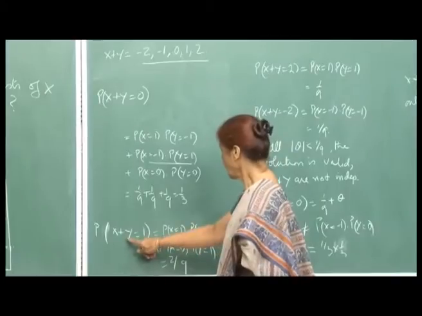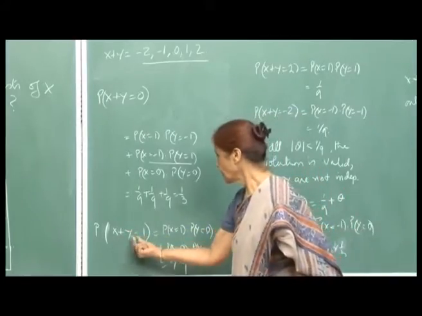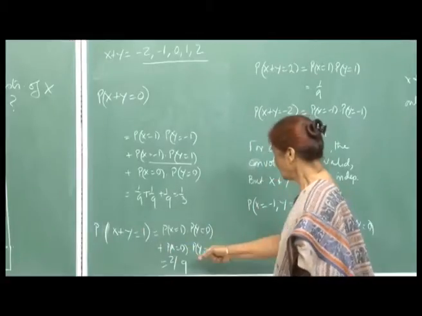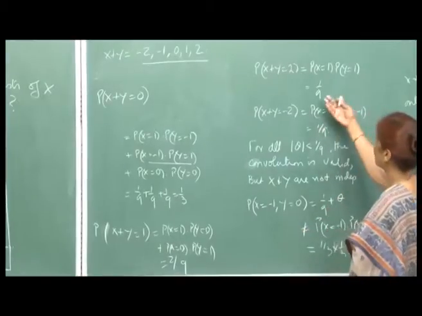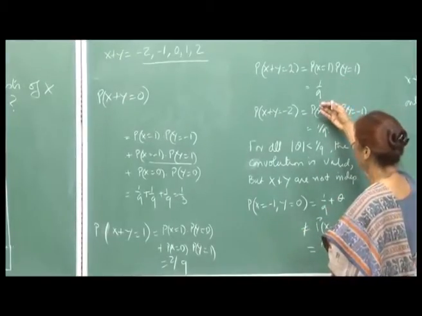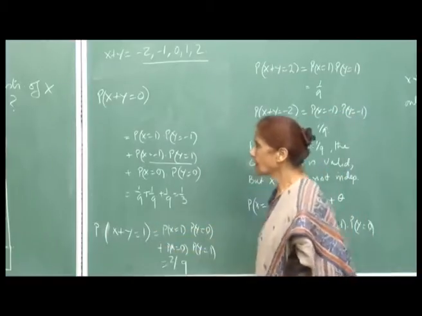These are the only two ways you can convolute the sum x plus y equal to 1, and therefore this probability is 2 by 9. I have tried to compute this just to make sure, because even if for one single value the convolution does not hold, then I cannot say that.